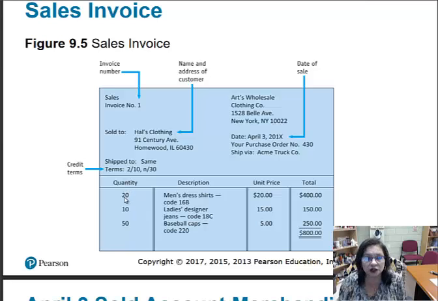So he has a quantity 20 of men's dress shirt, okay, for $20 a piece. That's $400. 10 lady designers jeans, okay, $15 a piece for $150. 50 baseball caps for $5 each makes that now $250. So his total invoice right now that he owes is $800. Okay, that's a sales invoice that House Clothing owes.